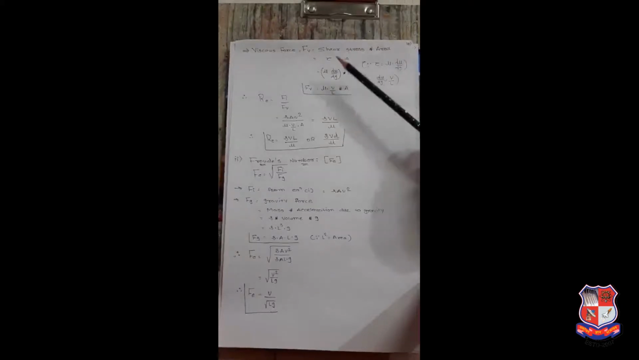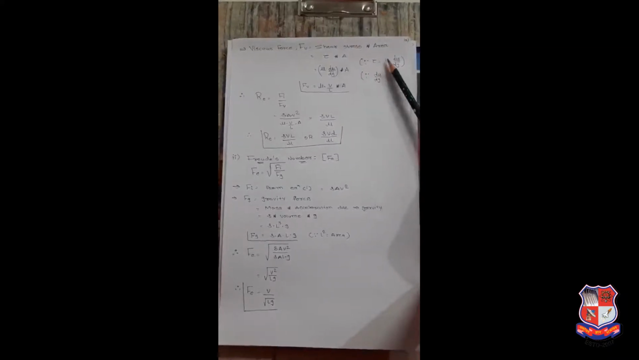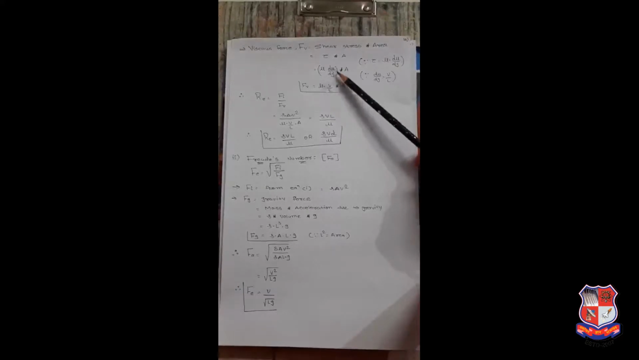Viscous force. Fv is equal to shear stress into area. Shear stress means tau. So from the viscosity equation, tau is equal to mu into du by dy. So viscous force is equal to mu du by dy into area.